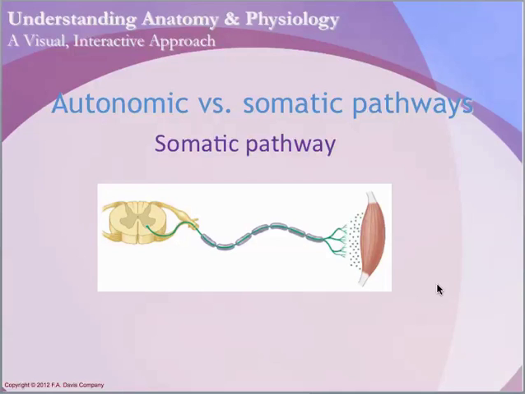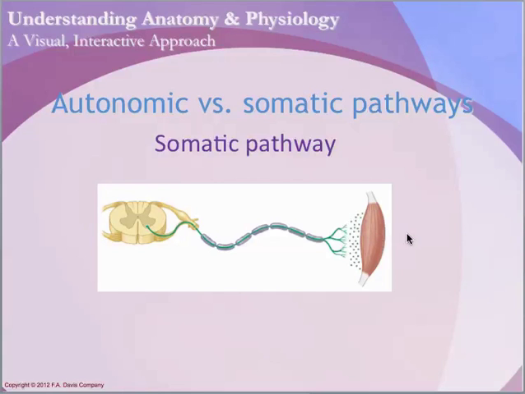Okay, so here in the somatic pathway, the neuron's cell body lies within the central nervous system. So here's the cell body, in the central nervous system, in the spinal cord here. A single myelinated axon extends from the brainstem or spinal cord to a skeletal muscle. So here's the long axon, here it's myelinated. At the target muscle, the neurotransmitter acetylcholine, ACh, is released to cause muscle contraction. So that's a somatic pathway, right? Attached to skeletal muscle.